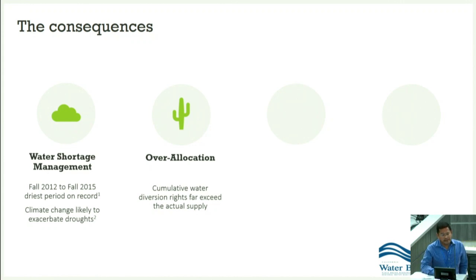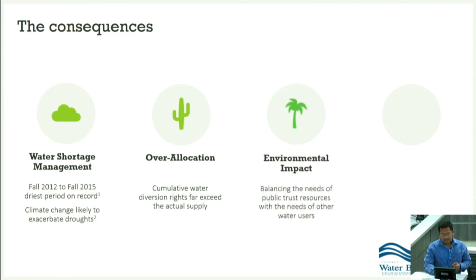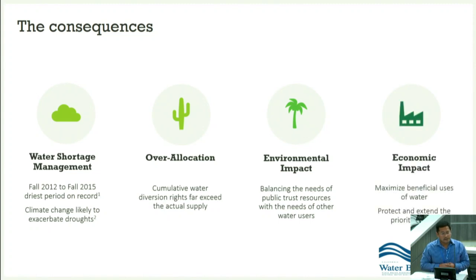A complete and accurate data set will also help us avoid over-allocation. If we know how much water is actually being diverted, then we can write water right permits that are more realistic, or maybe not issue so many permits. And there are environmental impacts. We have to balance the needs of you, the water users, versus the needs of the environment and public trust resources, such as our salmon fisheries.